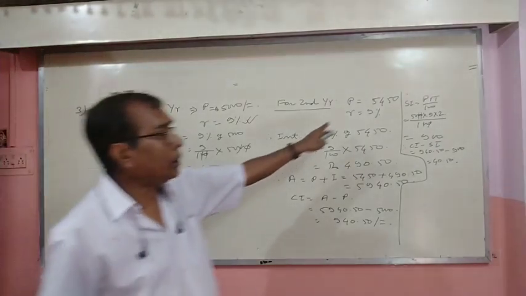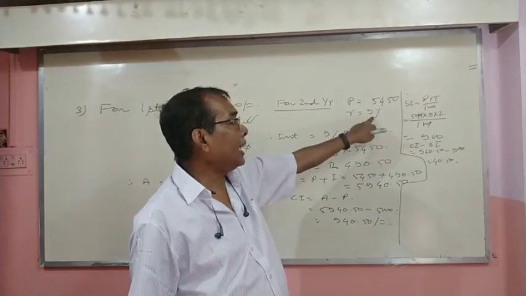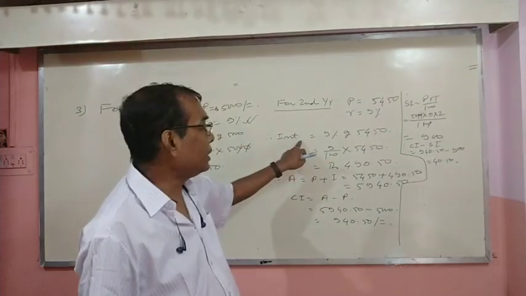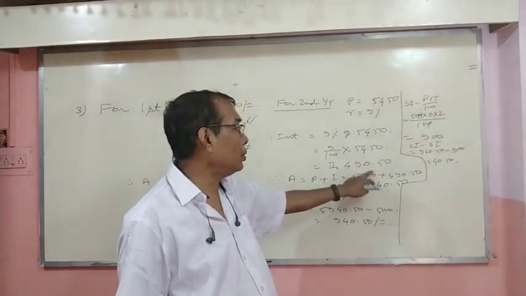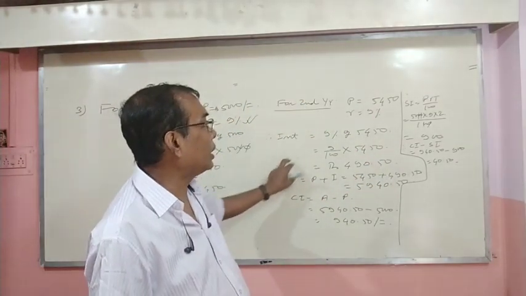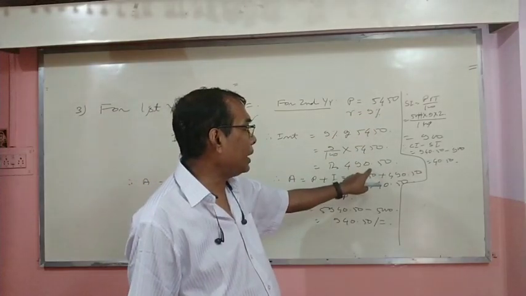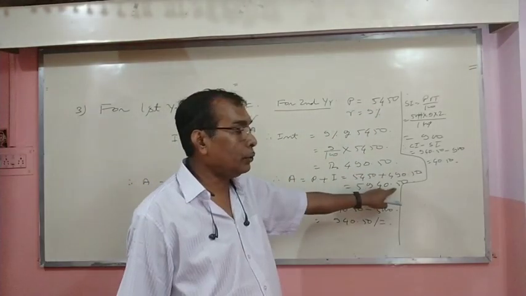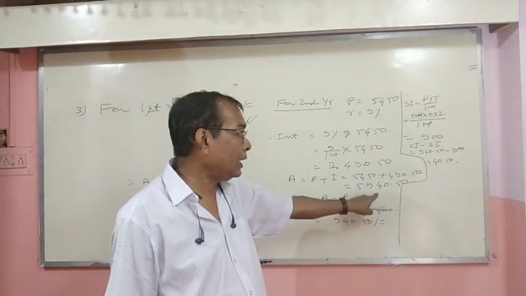This amount is going to be the principal for the second year, and 9% is the interest. The interest on this 5450 is 490.50, and this year's amount will be this year's principal plus the interest, which is equal to 5940.50, and this is the final amount.